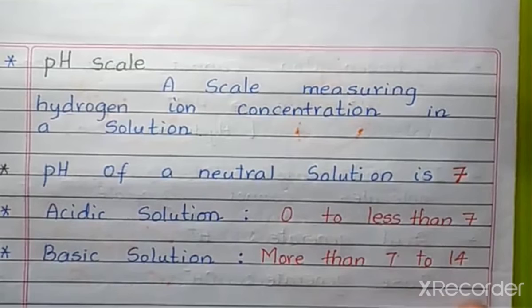pH scale, a scale measuring hydrogen ion concentration in a solution, that is known as the pH scale. pH of the neutral solution is 7. Acidic solution is 0 to less than 7. Basic solution is more than 7 to 14. These are the very important points for the pH.